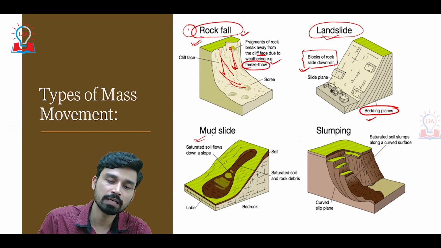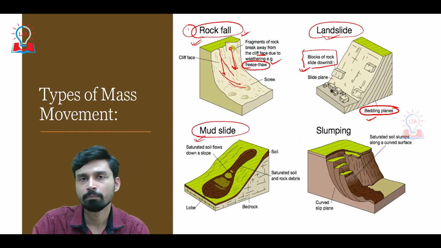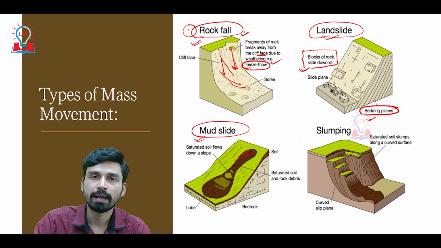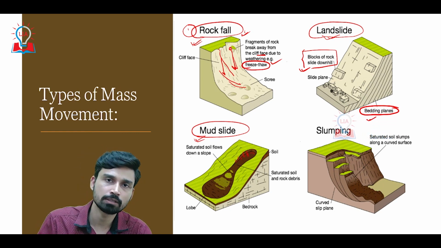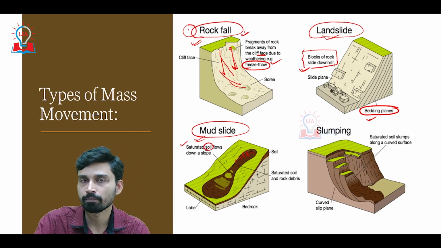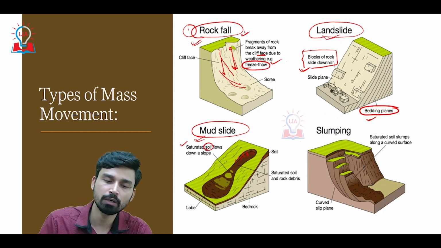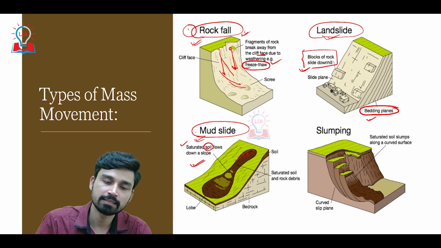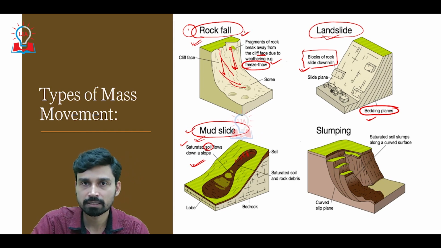The third kind of mass movement is what we call mudslides. A mudslide is when a huge volume of water has accumulated in mountainous or hilly areas, and as water builds up in these hilly areas, the soil becomes saturated with water. As the soil becomes more saturated, it suddenly flows in a downward direction along the slope, and such movement is called a mudslide.